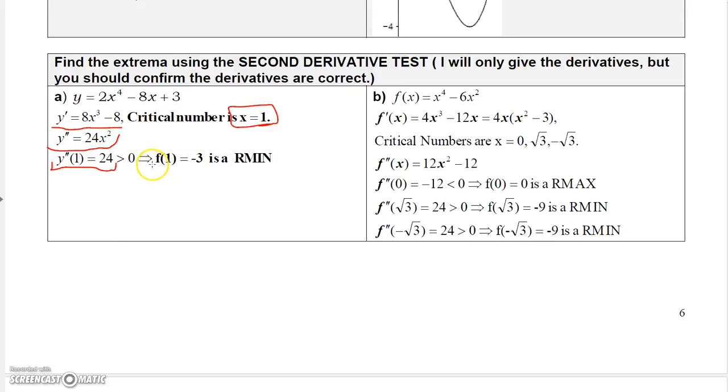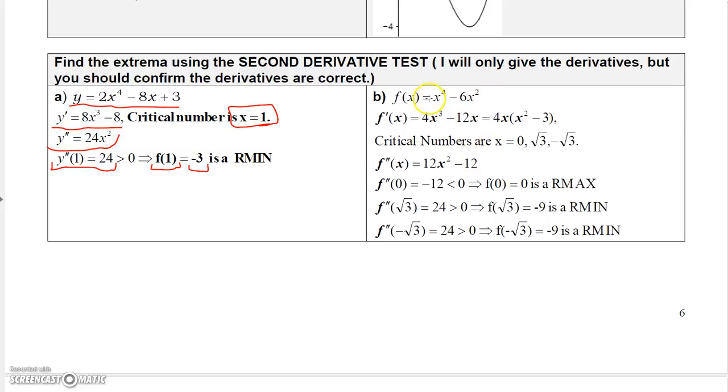So f of 1 would be a relative minimum. Now, where does the original function come in? The original function comes in because to get the actual minimum, you have to plug 1 back into the function to actually get the minimum. So if you plug 1 back into this function, you'll get -3. So -3 is a relative minimum for that function.